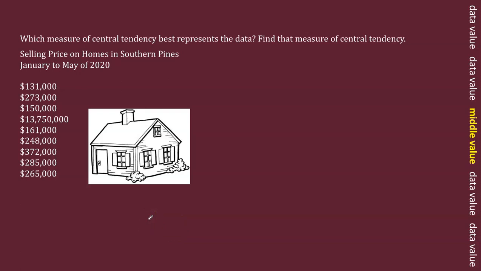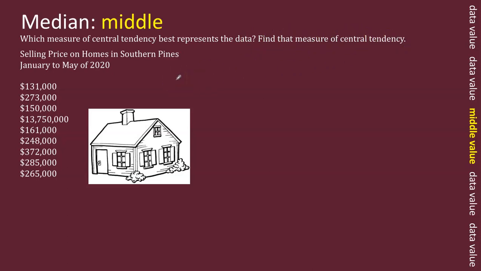The next data set we're going to look at is data concerning the prices that homes sold for in Southern Pines between January and May of 2020. Our question asks us, which measure of central tendency best represents the data? Find that measure of central tendency.